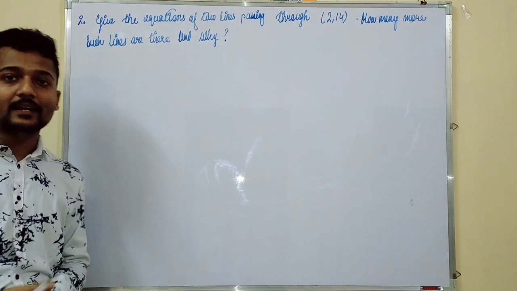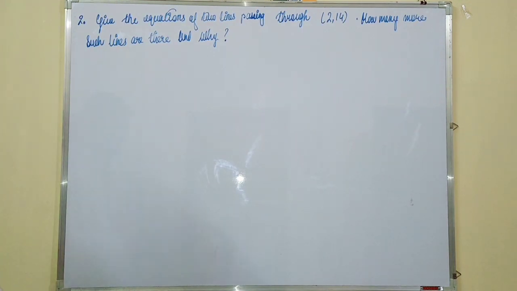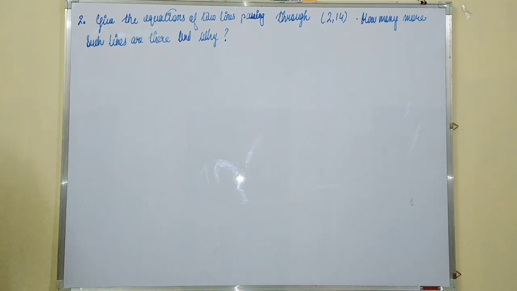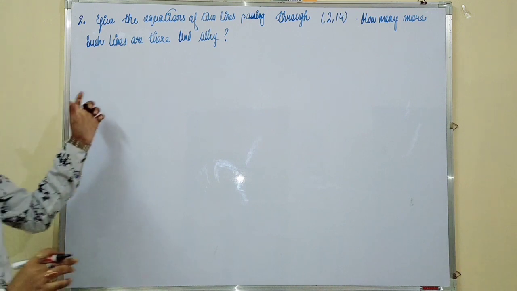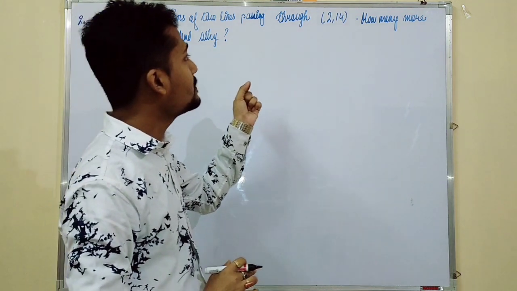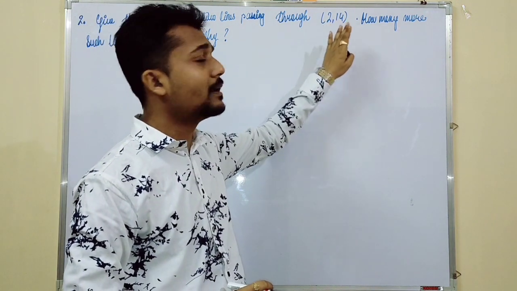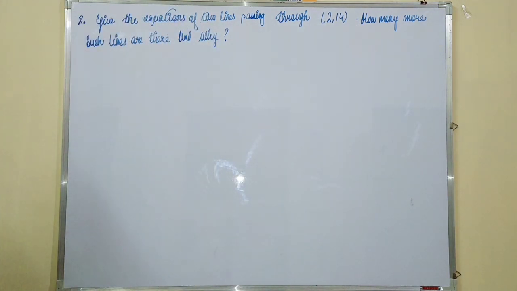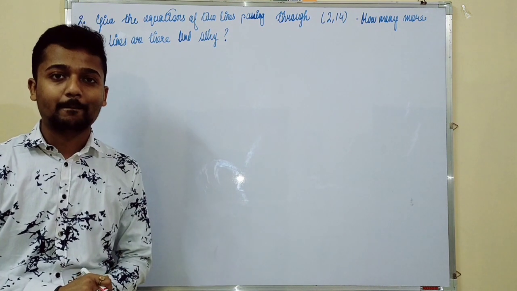Now, this is the second question of exercise 4.3. Give the equation of two lines passing through (2, 14). This is the point given. How many more such lines are there and why?